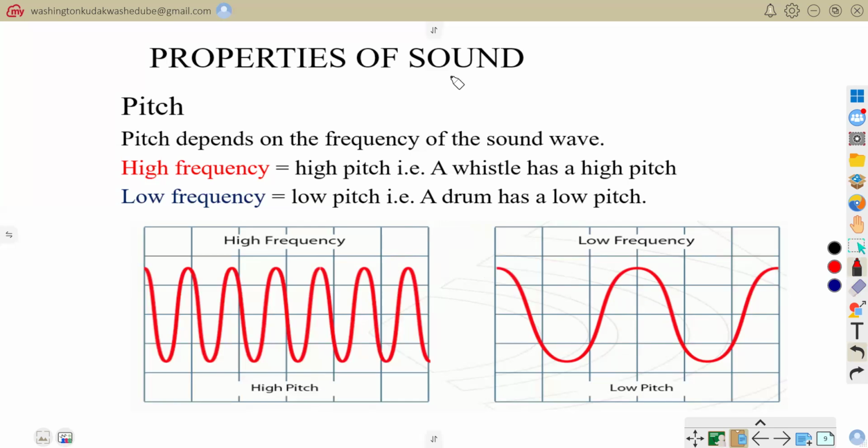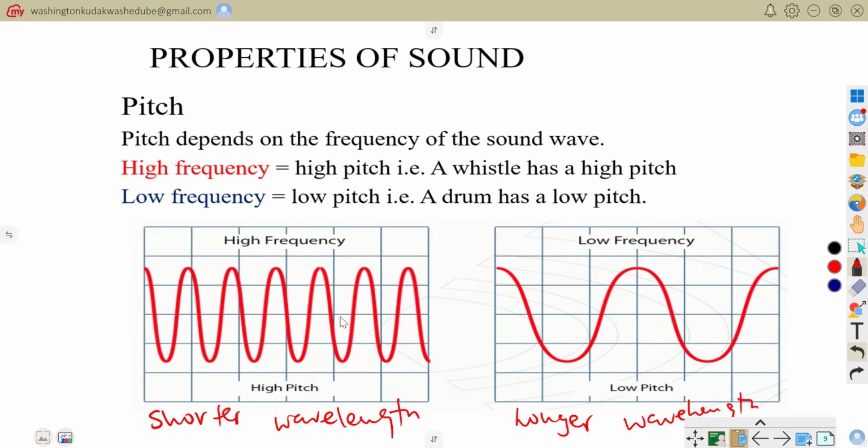At some point in time, they might use the wavelength to describe the pitch. So just know that the wavelength is the opposite of frequency. The higher the frequency, the shorter the wavelength. When you have got a higher frequency, you have got shorter wavelength. When you have got low frequency, you have got longer wavelength.